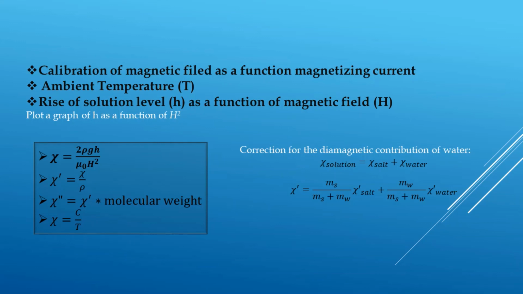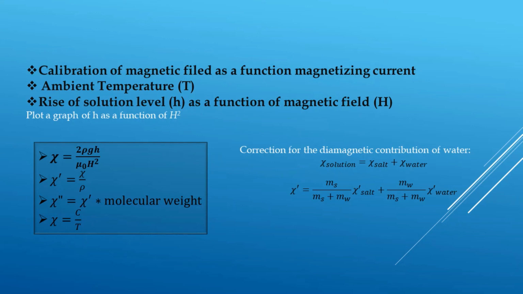Now the mass susceptibility chi prime is equal to ms over ms plus mw, where ms is the mass of the dissolved salt and mw is the mass of the water. So ms over ms plus mw times chi prime of the salt, that is the mass susceptibility of the salt, plus mw over ms plus mw multiplied by the mass susceptibility of the water.